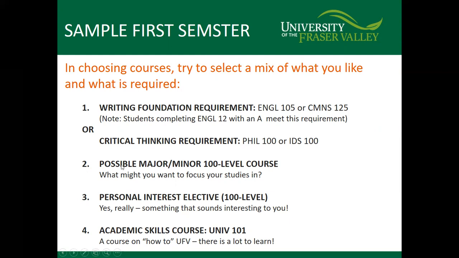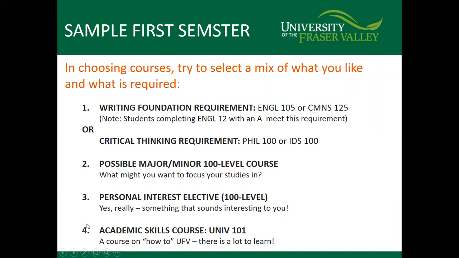Then for your second course, think about something that you might possibly want to major or minor in. You want to make sure you're choosing 100 level courses or higher. Anything lower than 100 level is considered developmental or upgrading, and it does not apply to the credits of your degree. The third course you could consider is just a general personal elective. So something that sounds really interesting to you. Maybe you've never taken a course in that. They didn't offer anything in that subject in your high school, but you're interested in it.